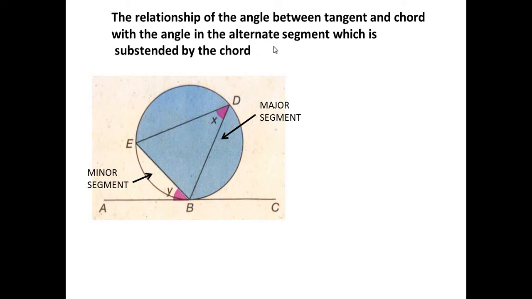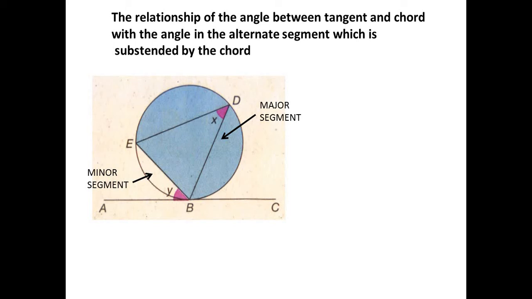Okay, the relationship of the angle between tangent and chord. What is the relationship? So what is the angle between tangent and chord? So where is it? Look at angle Y. This is the tangent and this is the chord. So Y is the angle between the tangent and the chord. Alternate segment subtended by the chord.